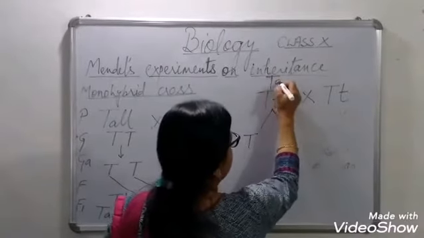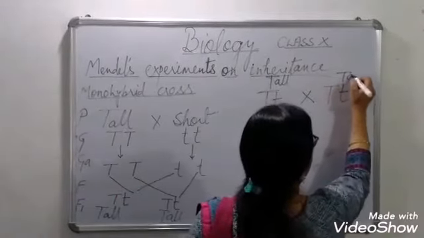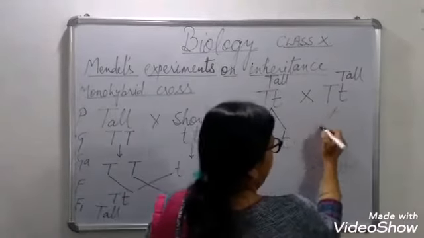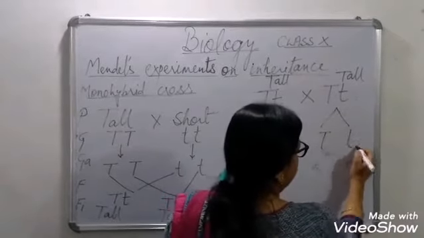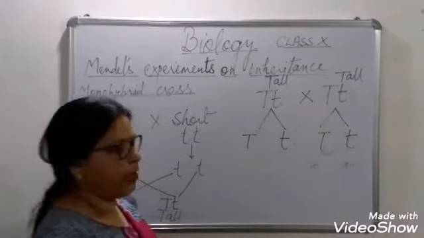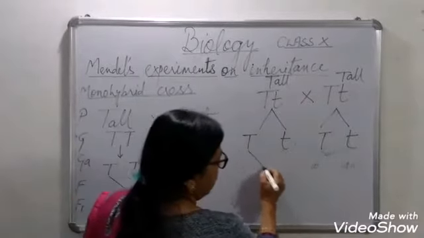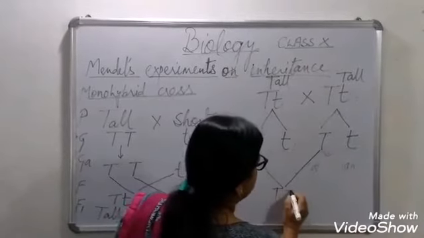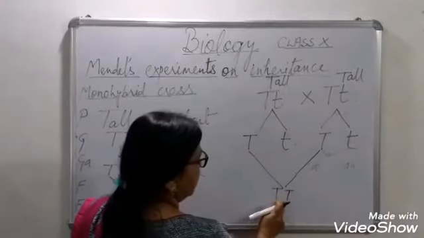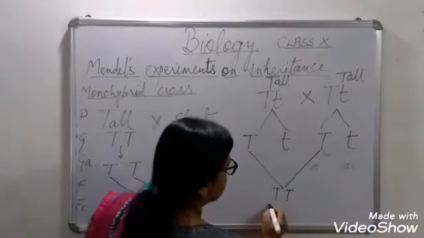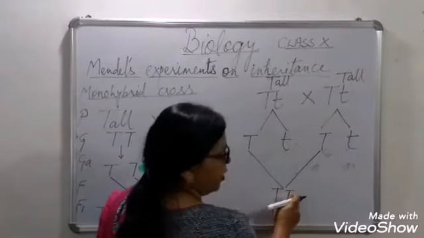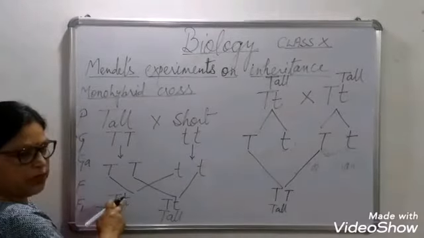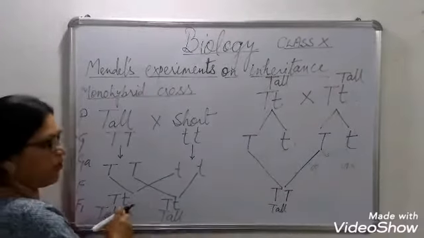Remember, this is tall and this is also tall. Both tall plants are crossed together forming these gametes. Now here also capital T and small t. Now cross will take place. That means at the time of fertilization, capital T with capital T, TT. You all can see this is tall. Both are T, then also it will express itself as tall. And if one is capital T and one is small t, then also it will express itself as tall.